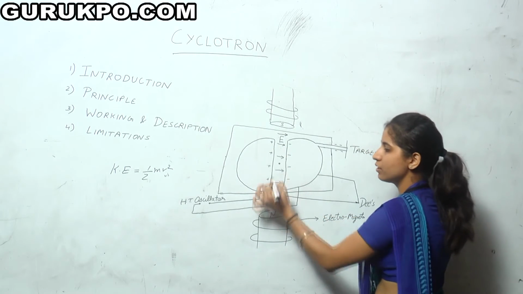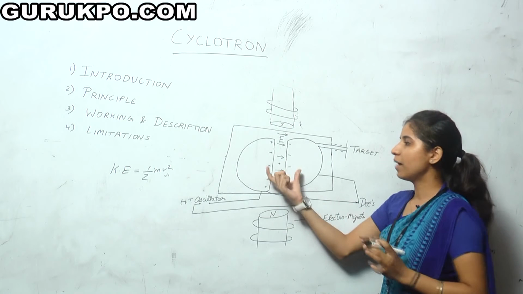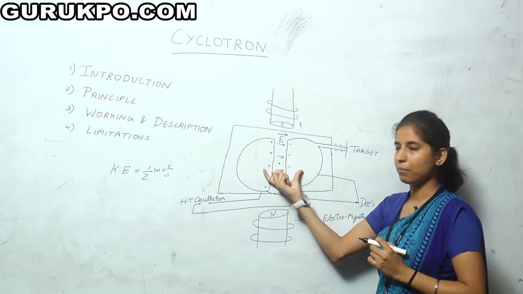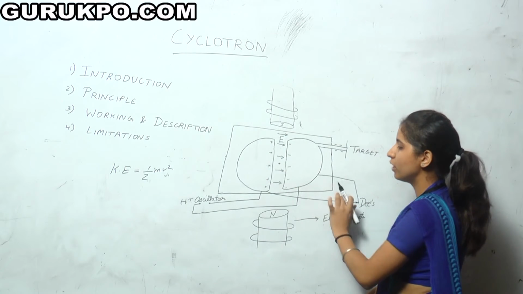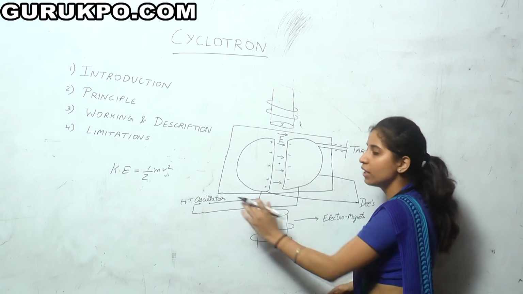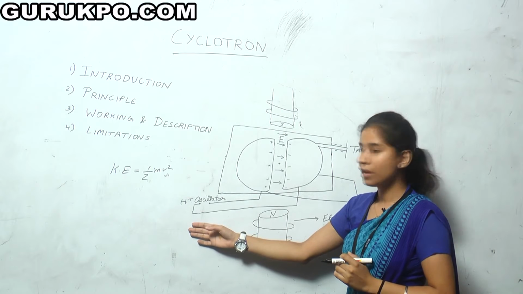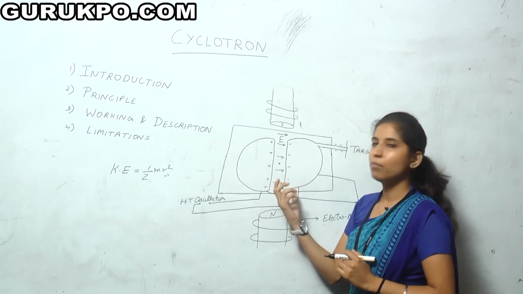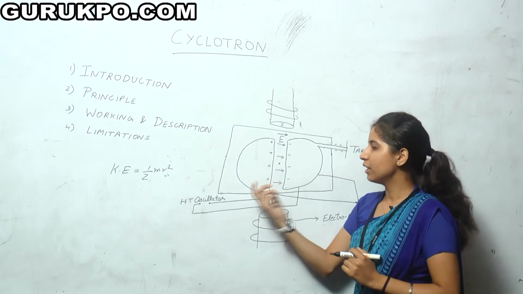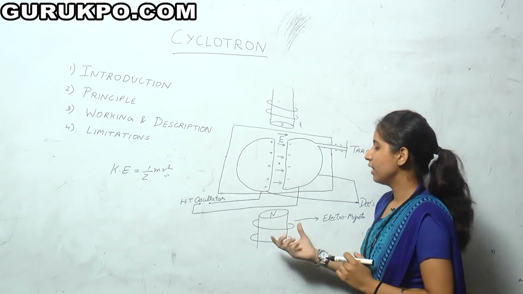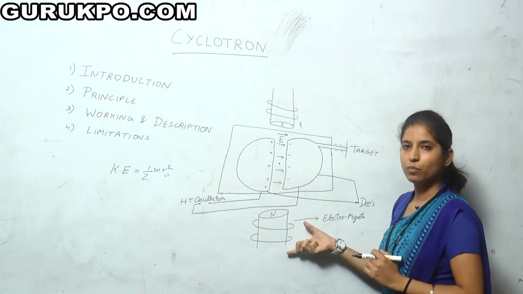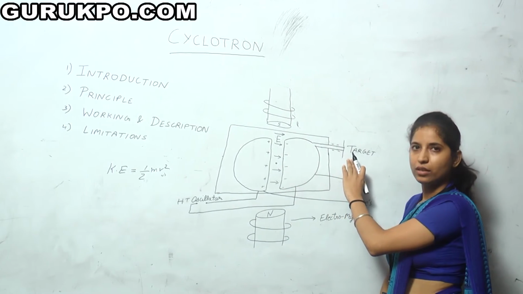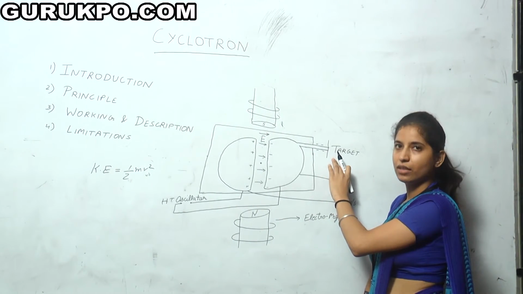We have two Ds, and they are separated by a small gap. These two Ds are connected to a very high potential, and it is a high tension oscillator because it changes the polarity of the Ds. We will see how. And then there are two electromagnets, north pole and south pole, and there is an outlet so that we can take out the particles and hit the target.